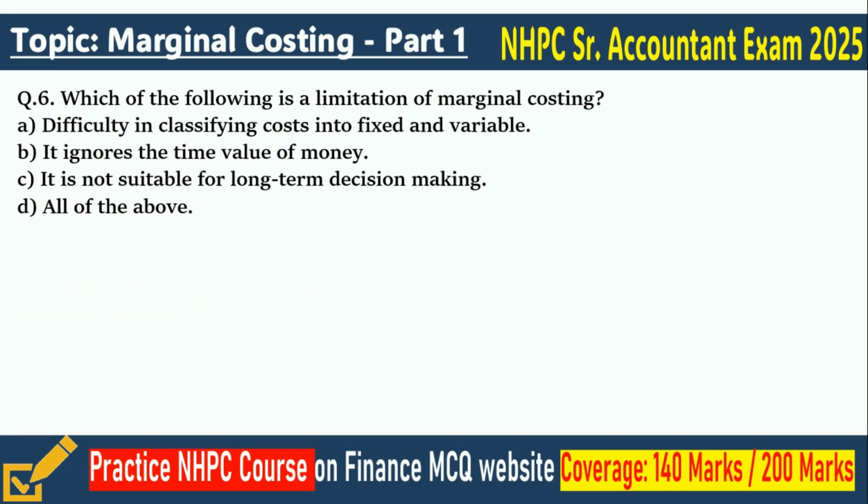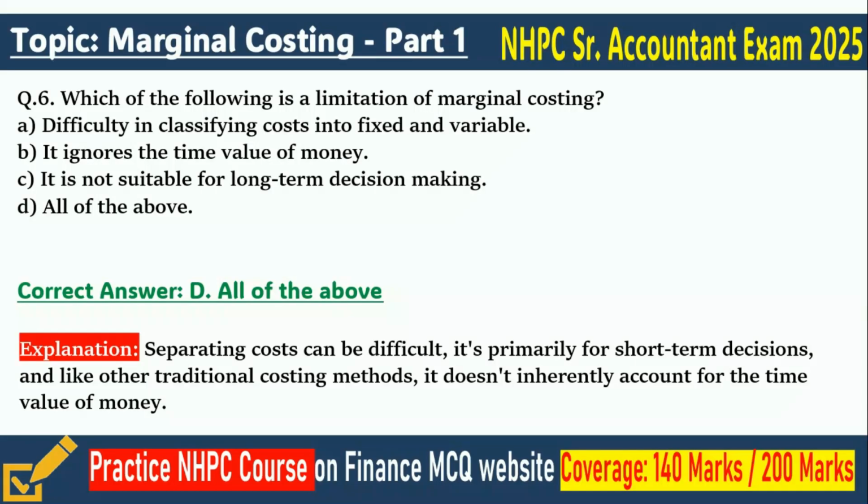Moving on. Friends, next question. Which of the following is the limitation of marginal costing? Option A, difficulty in classifying cost into fixed and variable. Option B, it ignores the time value of money. Option C, it is not suitable for long-term decision making. And last option, all of the above. So what's the correct answer? Friends, the correct answer is option D. Separating cost can be difficult. It's primarily for short-term decisions and, like other traditional costing methods, it doesn't inherently account for the time value of money.